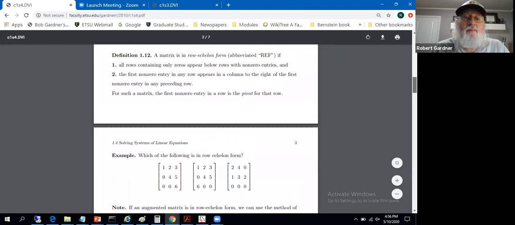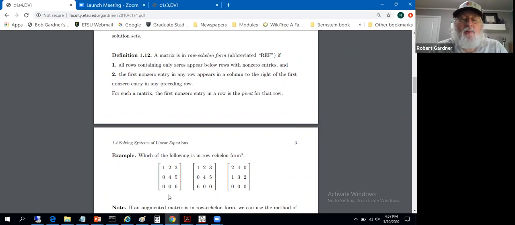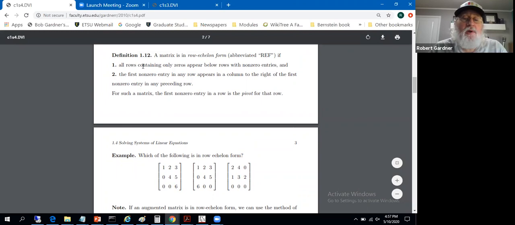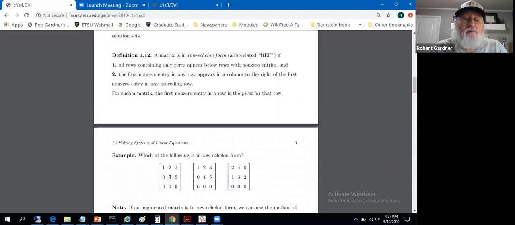Okay. This matrix, is it in row echelon form or not? Doesn't have any rows of zeros, so that first part is irrelevant. How about the pivots? Pivot's the first non-zero entry in a row. There's a pivot, and there's a pivot. So we found the pivots. Do they appear in the right spot? Any pivot appears in a column to the right of the pivots preceding it. Yeah, in other words, the pivots go down and to the right, down and to the right.